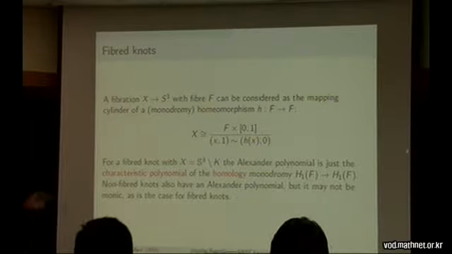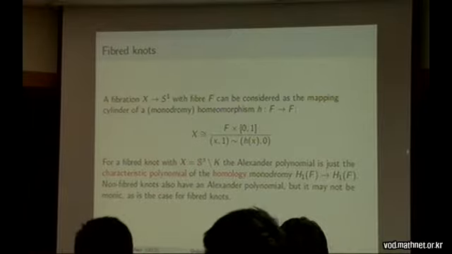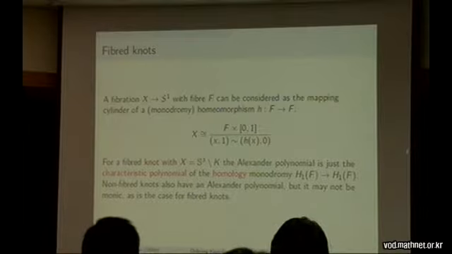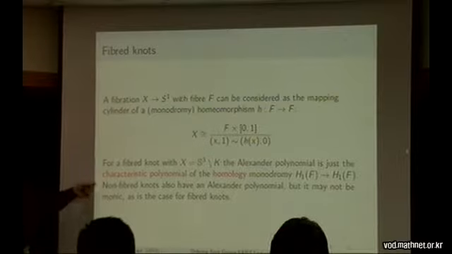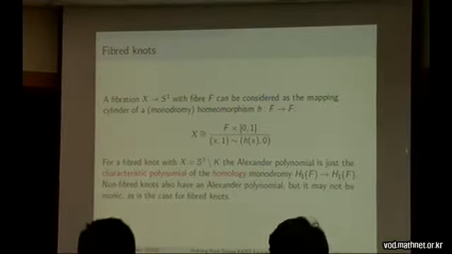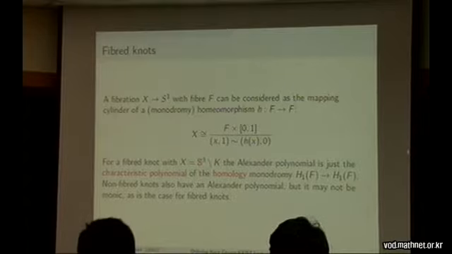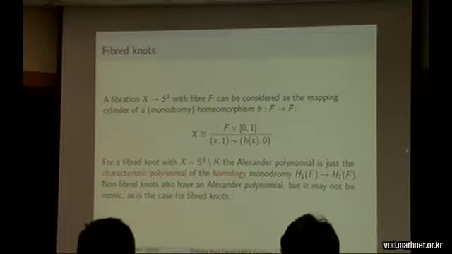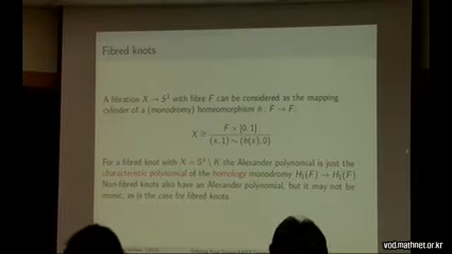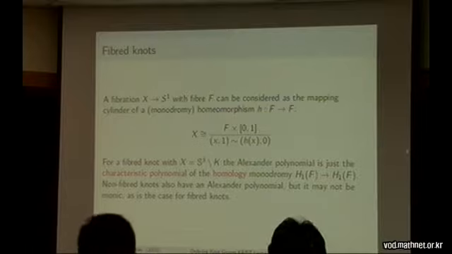Now, non-fibered knots also have an Alexander polynomial, which is defined in a little more complicated way, that happens to coincide, in this case, with the characteristic polynomial of the monodromy. So there are knots that have Alexander polynomials that are not monic. That is, the leading coefficient need not be 1 in general, but for fibered knots, it's a monic polynomial.